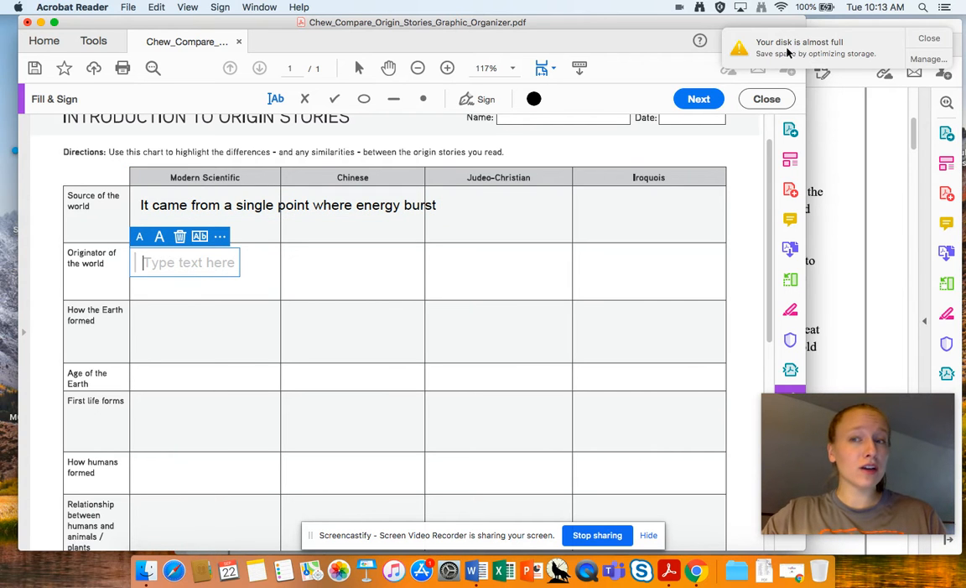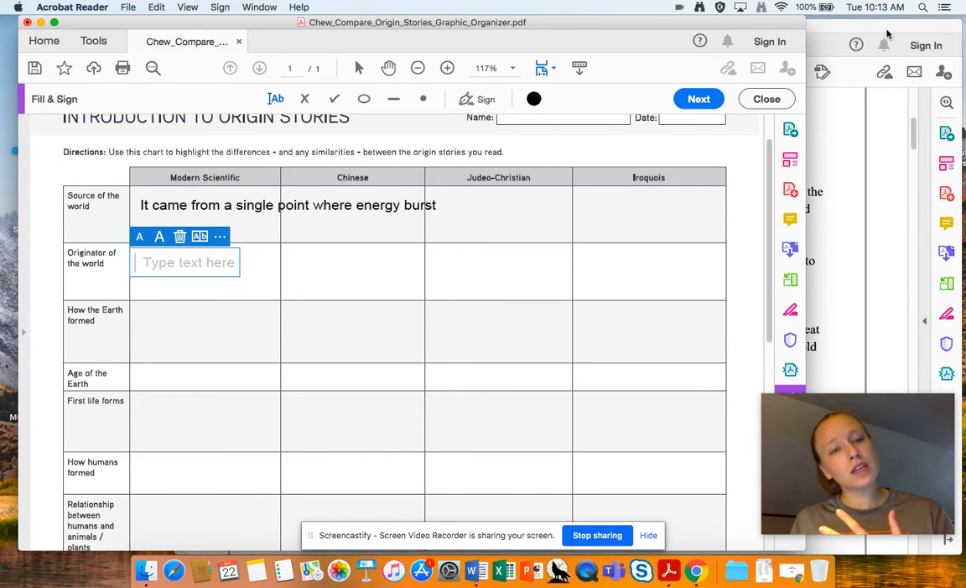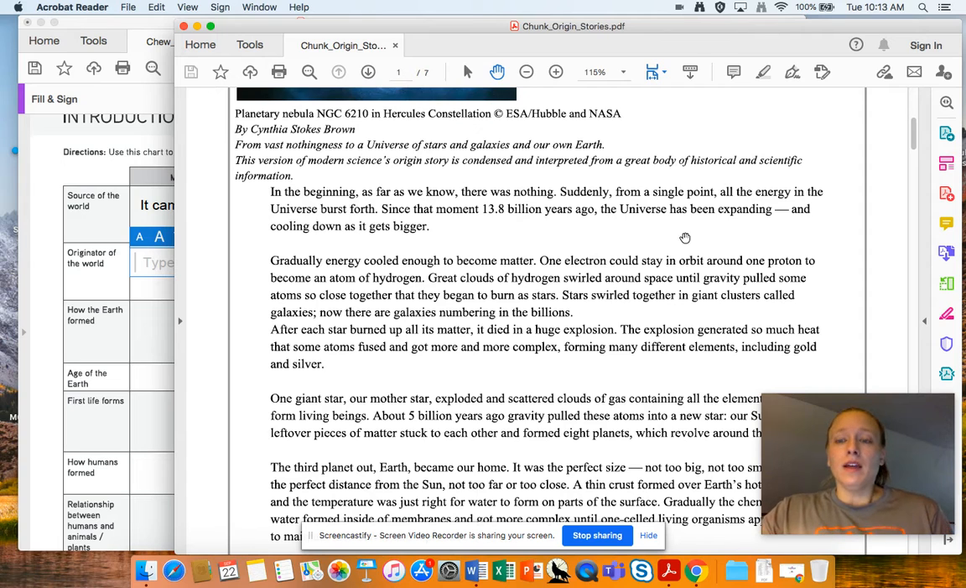Okay. The originator of the world. So is there more of like a person who is the originator of the world in this story, in the modern scientific story? And we already talked about energy as being the source, but that was the very beginning. So was there more to the story? And the answer is yes. It started with a lot of atoms and stars would get pulled together and things would explode, and more atoms would get fused together to make the elements. So the originator of the world was the electrons and the atoms coming together and becoming more complex to make elements.